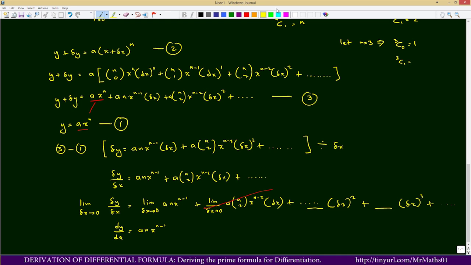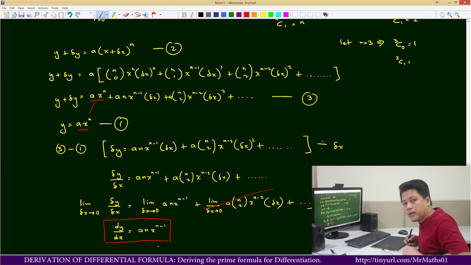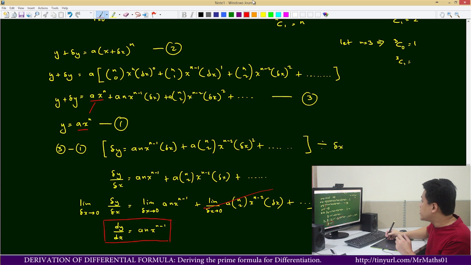So in the end, we will arrive at dy over dx is equal to a n x to the n minus 1. And that is how we prove the formula for differentiation. dy dx equal to a n x to the power of n minus 1. And everything is now proven.